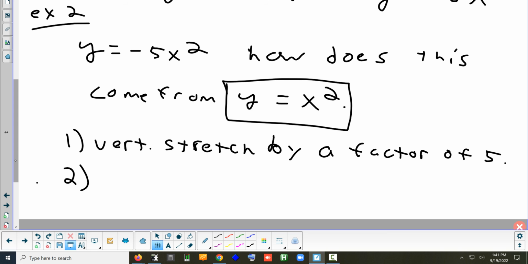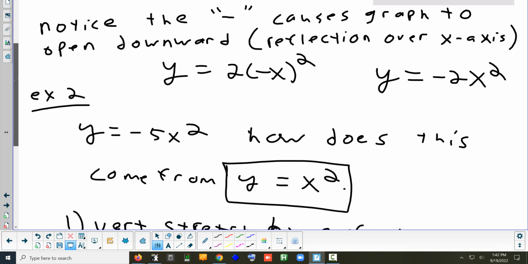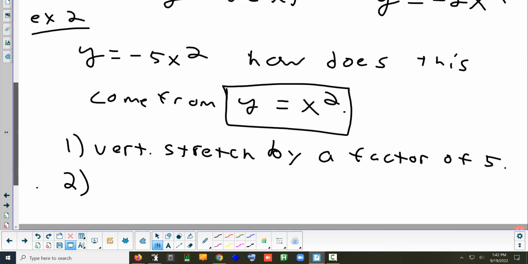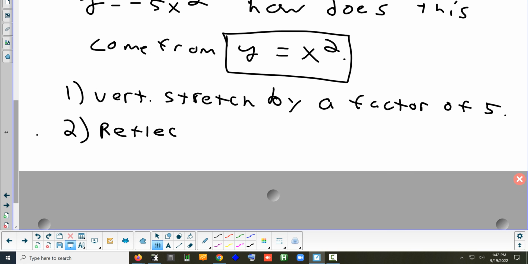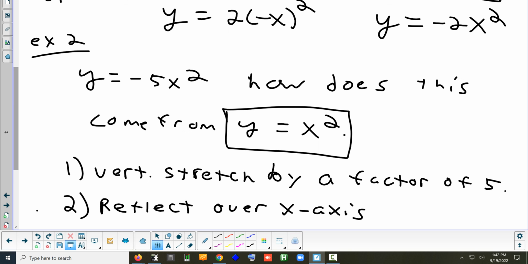And then we have a negative in front. What's the negative in front going to do? Goes over the x-axis. Right. That's a reflection over the x-axis. Reflect over x-axis. So if you did those two things to the graph of y equals x squared, it would turn into the graph of negative 5x squared. Okay, any questions on that?